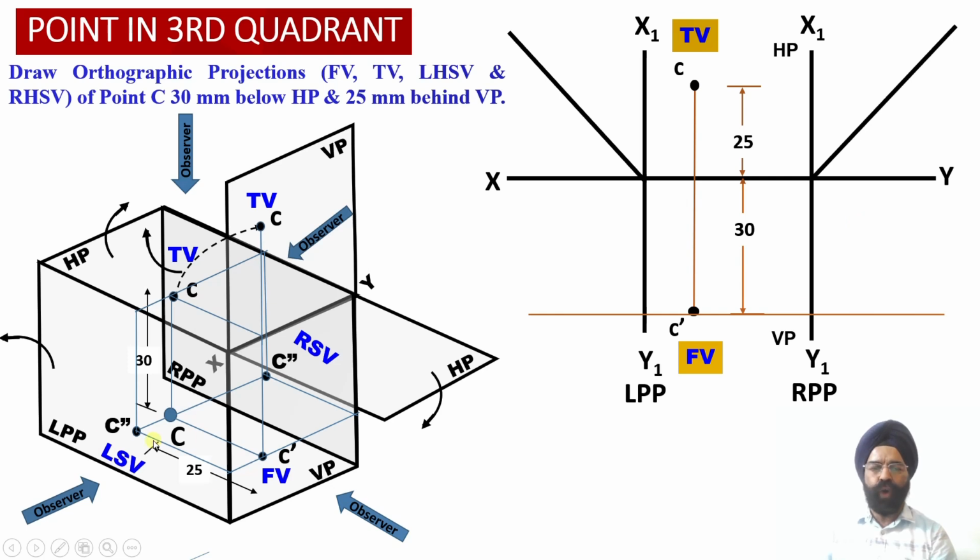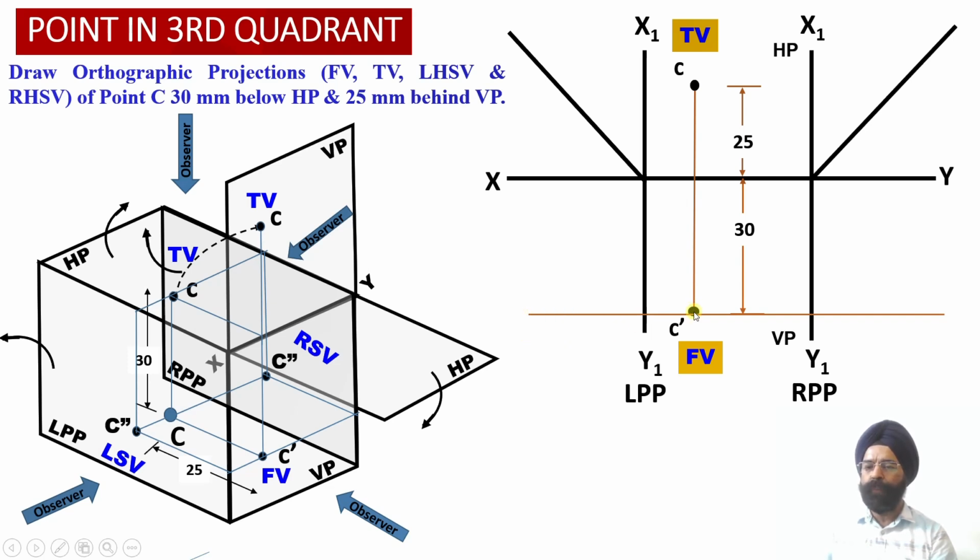So now we have already verified that the distance of the front view projections and the side view projections below the XY reference line will be equal to 30 millimeter. This we had verified by drawing these three projector lines into the three-dimensional spatial view. That is point C dash, point C double dash on the left-hand side, and point C double dash on the right-hand side view. They are all available at a distance of 30 millimeter below the XY reference line.